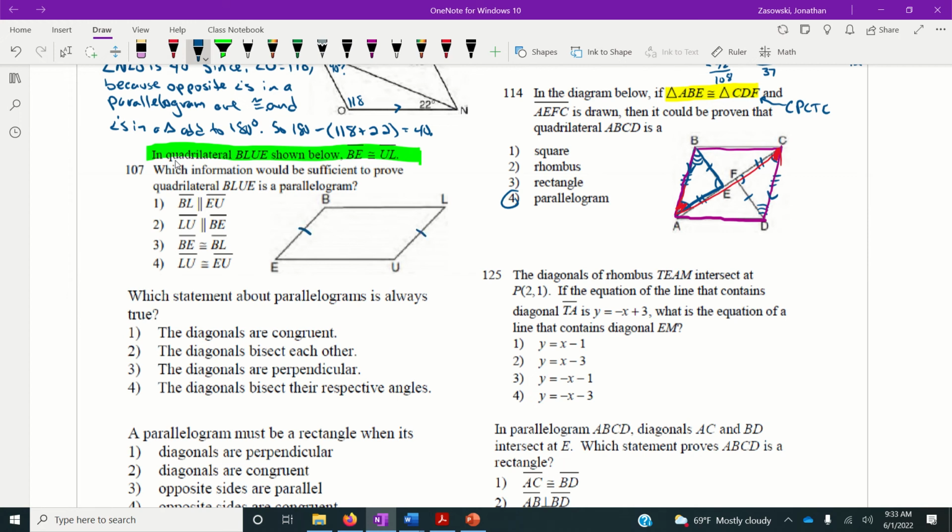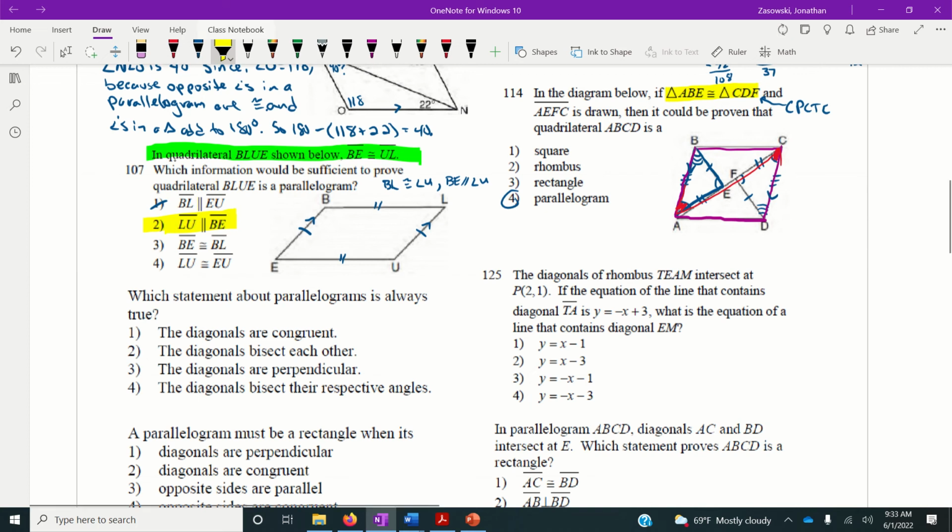Now, in order to make it a parallelogram, we don't have any diagonals drawn. We're either going to need to make BL congruent to LU so that these two sides are equal, or we can show that the same two sides are parallel, which is going to be BE parallel to LU. Those are our two options. So we have BL in EU, which is not the same. Also, that would make two sides congruent and the other two sides parallel, which is not going to work. We have LU parallel to BE. This was something we mentioned, so this would be true.